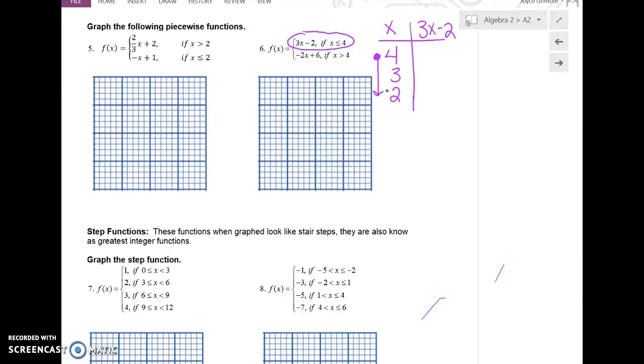Okay, let's plug 4 in. 3 times 4 is 12. 12 minus 2 is 10. 3 times 3 is 9. 9 minus 2 is 7. And 3 times 2 is 6. 6 minus 2 is 4. Plot those 3 points on your graph. 4, 10. 3, 7. 2, 4.